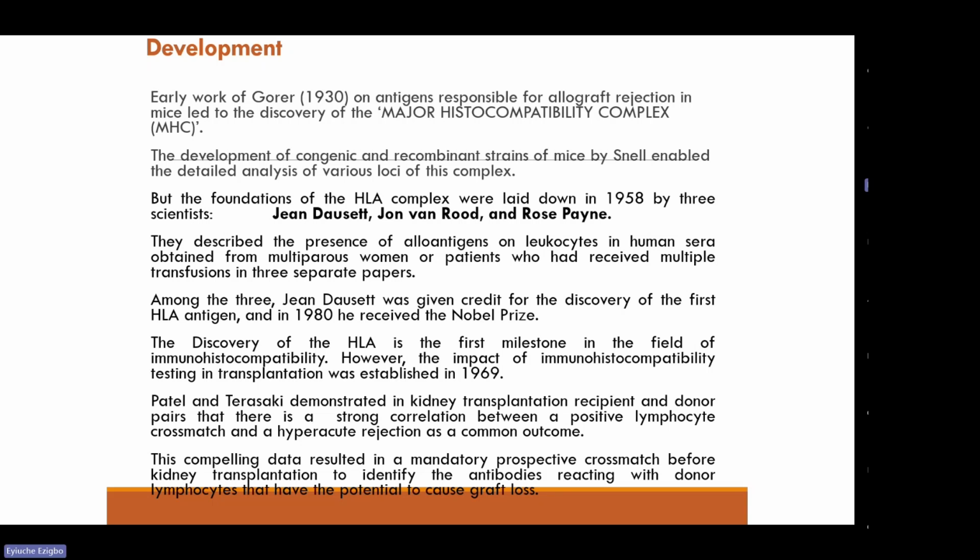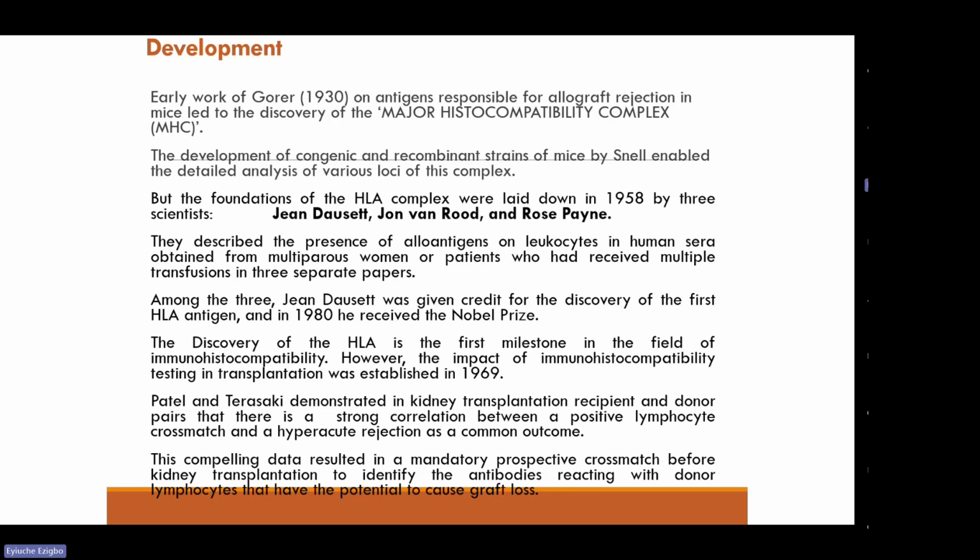The discovery of the HLA is the first milestone in the field of immunohistocompatibility. However, the impact of immunohistocompatibility testing in transplantation was established in 1969. Patel and Terasaki demonstrated in kidney transplantation recipient and donor pairs that there is a strong correlation between a positive lymphocyte cross-match and hyperacute rejection as a common outcome.